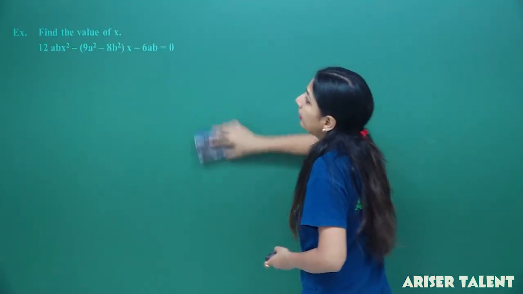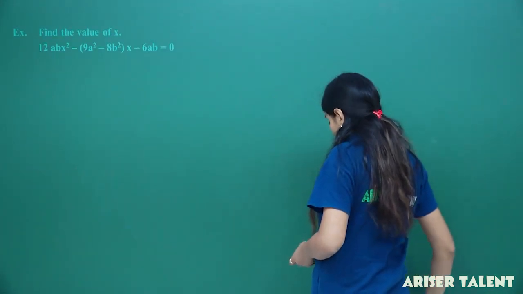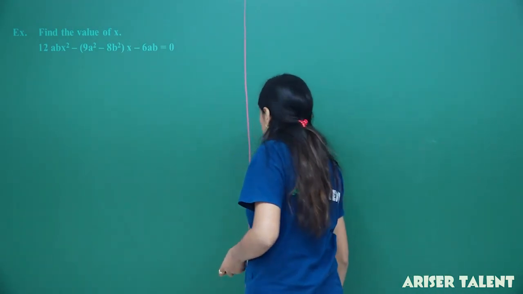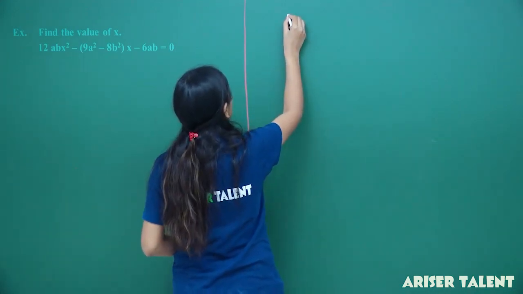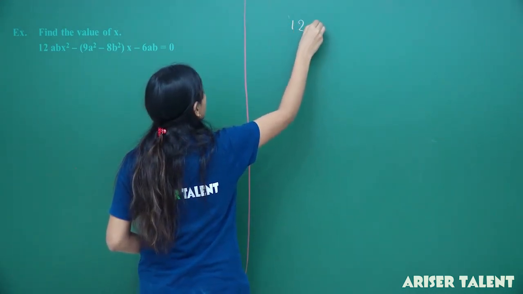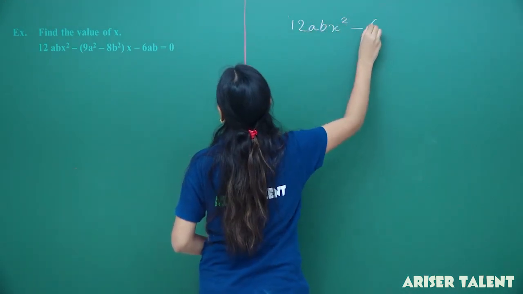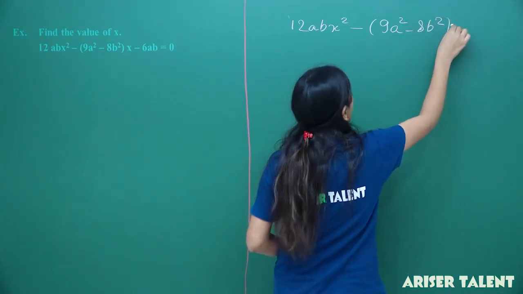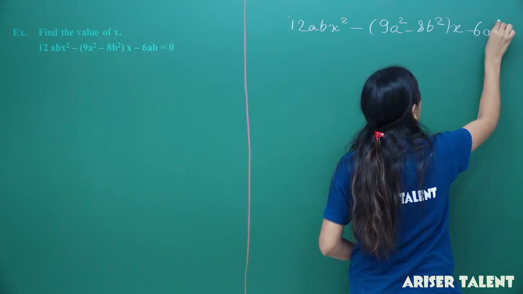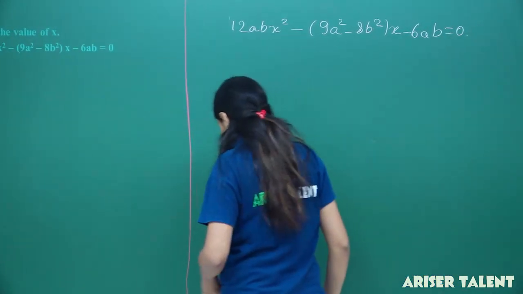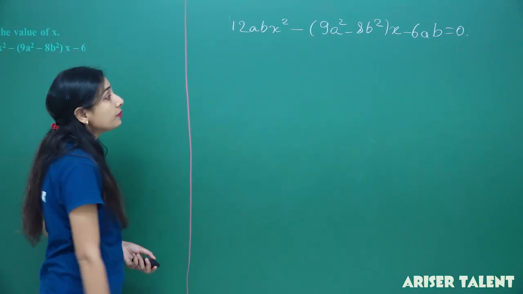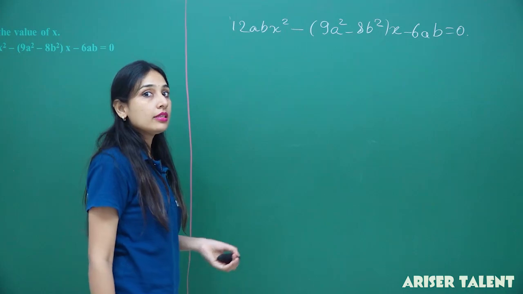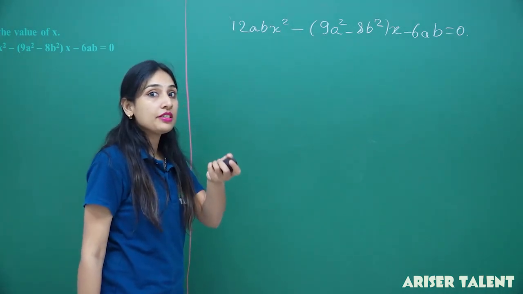Okay, so here is the word. Now, you are given the question: find the value of x. Okay, so let's discuss this. Find the value of x for 12ab x square minus 9a square minus 8b square x minus 6ab equals 0. So what will I do? I can just apply the factorization method.